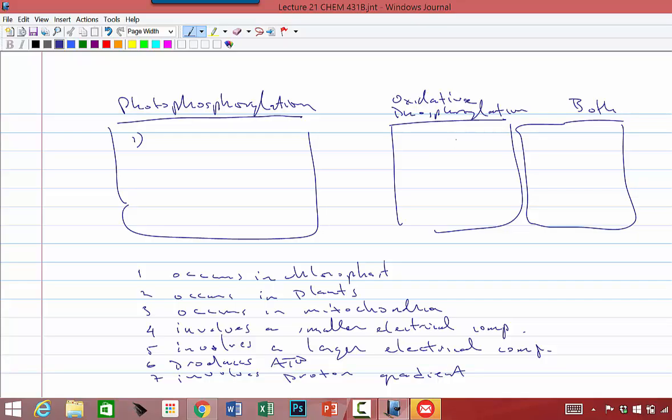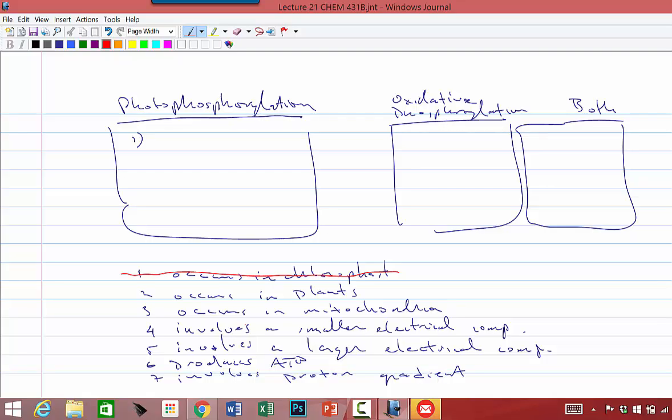Okay. We can cross that guy out now. Okay. Occurs in plants. What do we got? Photophosphorylation, oxidative phosphorylation, or both? So the question is, does photophosphorylation, oxidative phosphorylation, or is it just photophosphorylation that occurs in plants? What do you guys think? It's going to be both.